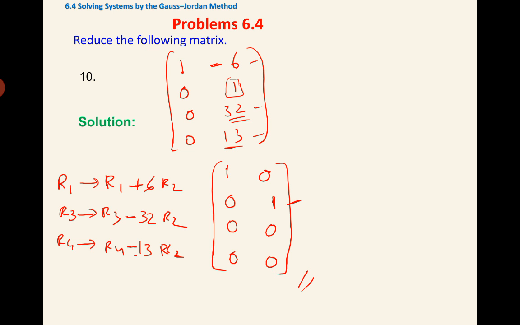So now we got a reduced matrix. The zero rows are at the bottom. All the leading entries are to the right of each other; the following leading entry is to the right of the previous one, isn't it? And in the leading entry column, all the other elements are zeros. All the points have been fulfilled. So this is a reduced matrix.